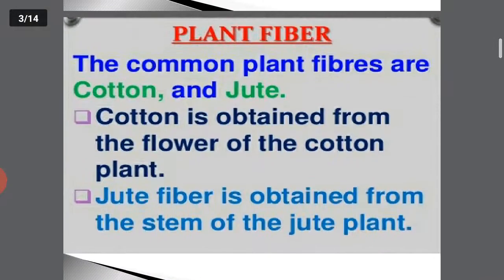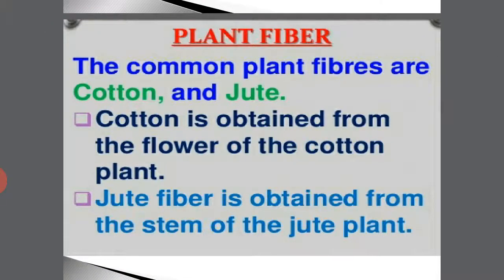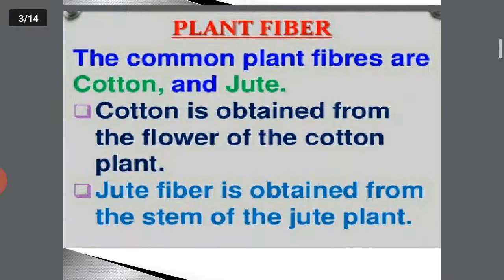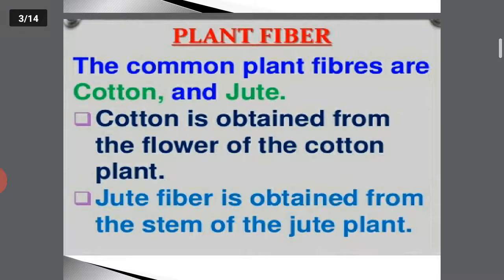Plant fiber. The common plant fibers are cotton and jute. We all know cotton is obtained from the flower of the cotton plant. In Hindi we call it kapas or rui. Jute fiber is obtained from the stem of the jute plant. Let's study both of them one by one.